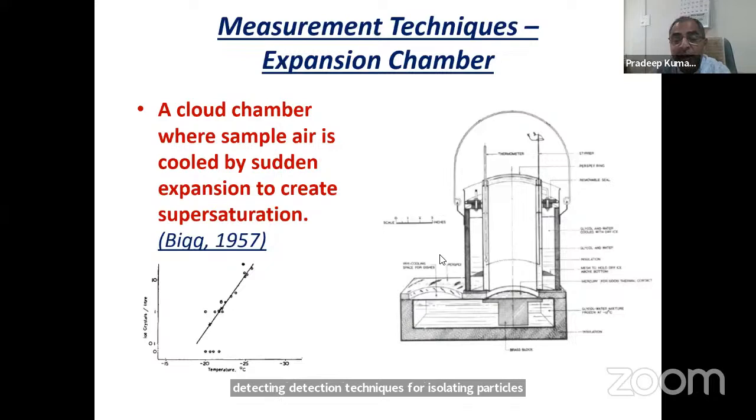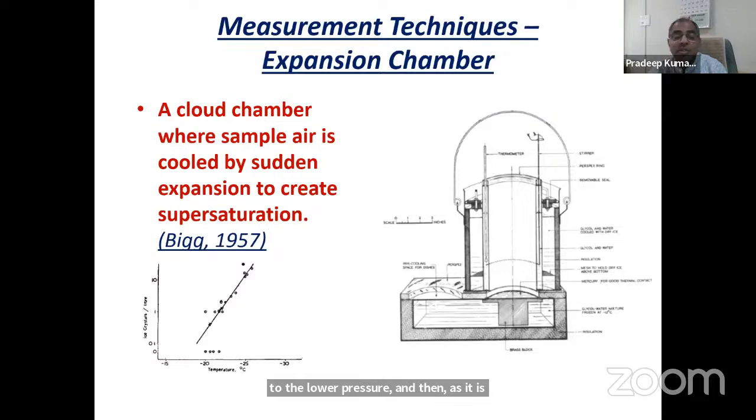Now, this is an expansion chamber. This is the very first one which came, which was developed by Bigg in 1957, wherein in a cloud chamber, a sample of air is suddenly cooled by expansion to create the supersaturation. So this is a similar process as a cloud. As the cloud is rising, it expands because it is going to the lower pressure. And then as it is expanding, its supersaturation lowers. So the same similar process is this one.